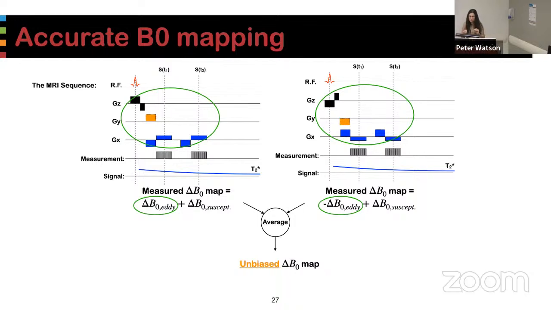So the point of all this is to shim using the biased B0 map, which is what usually the scanner does and everybody does, and to shim using an unbiased B0 map and see whether or not there's a difference between the two.